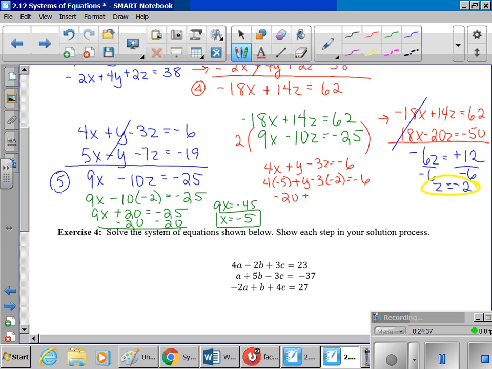So negative 20 plus y plus 6 equals negative 6. So y minus 14 is equal to negative 6. Add 14 to both sides, and y is equal to 8, which we already knew. So here we have our z is -2.